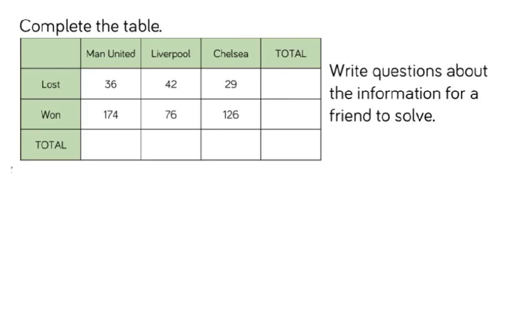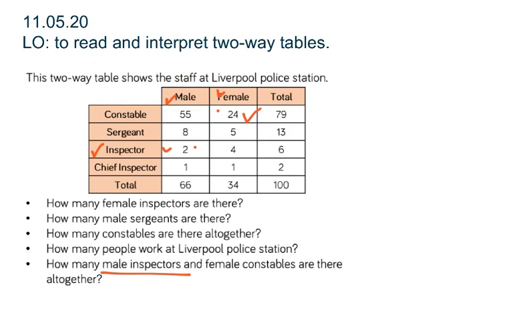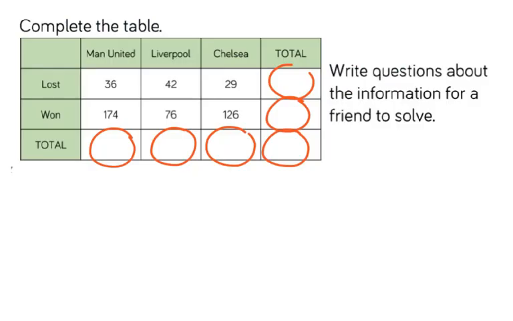But they're here for now, so we'll just have to cope with that. It says write questions about the information for a friend to solve. But before you do that, you've got to look at these totals down here. What I would like you to do is have a go at completing that table, and then you can write some questions similar to the ones we've just been practicing. There are also going to be some other questions which I will put on the website for you to have a go at, which will be very similar to what you've been looking at here.